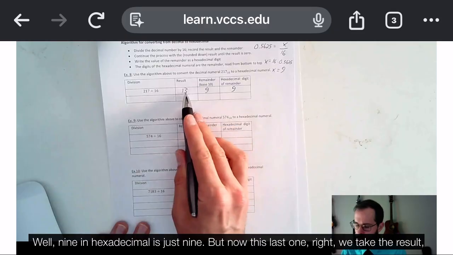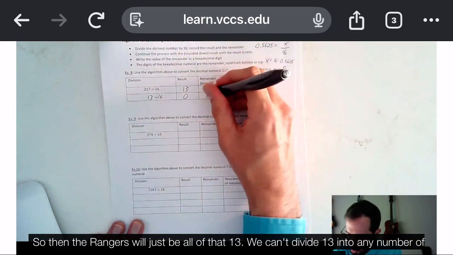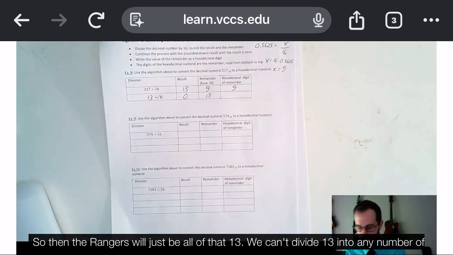But now, this last one, right, we take the result, we try to divide it by 16. Of course, that's not going to work. We're not going to get anything out of that. So then the remainder will just be all of that 13. We can't divide 13 into any number of 16, so we're left with all of those as the remainder.